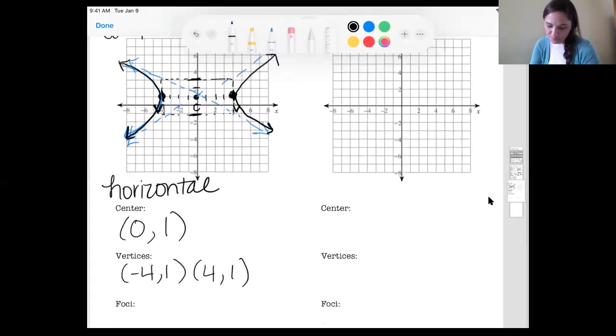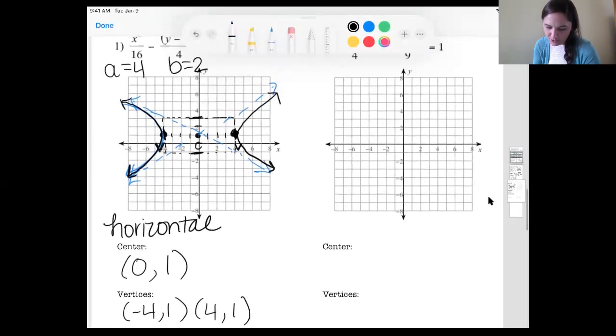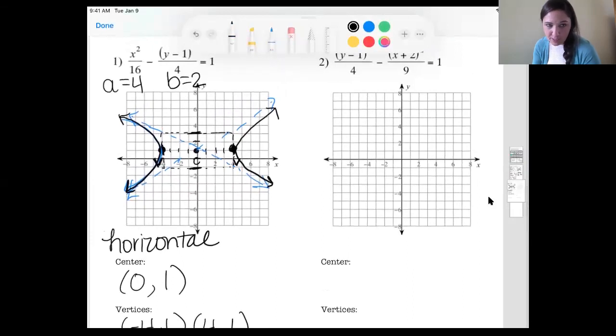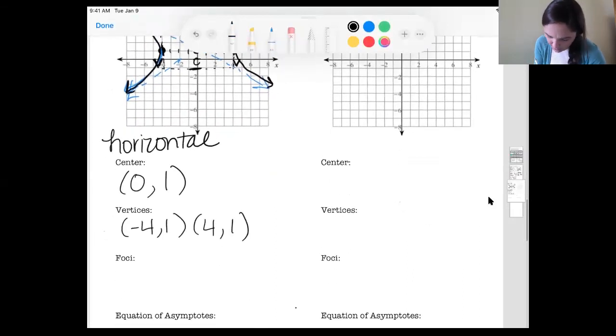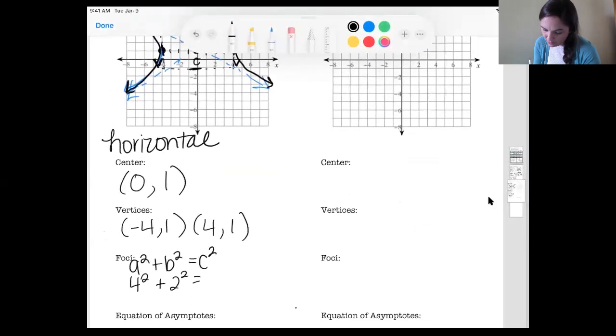All right, so now we need to find our foci. So we know where our vertices are. We know where our center is. We know A, we know B. So we can use our formula A squared plus B squared equals C squared to find our C value. Remember, C is going to tell us the distance from the center to our foci. So A is 4, squared, plus B is 2, squared, equals C squared. So we have 16 plus 4 is C squared. So 20 is C squared.